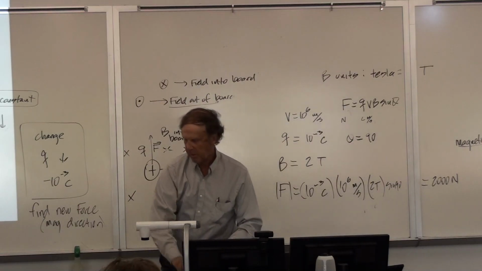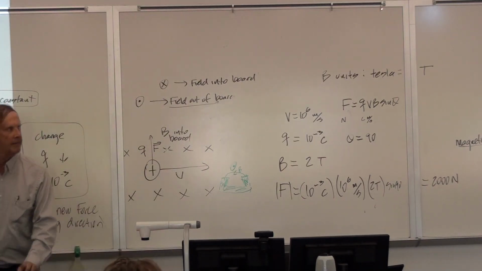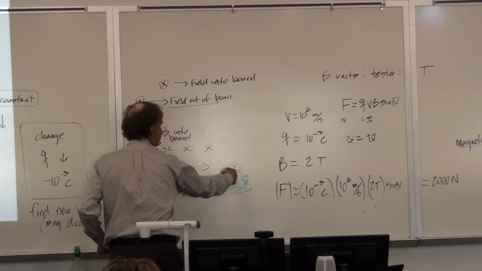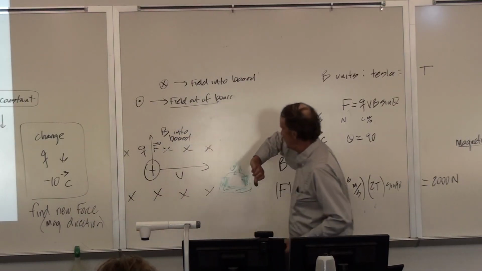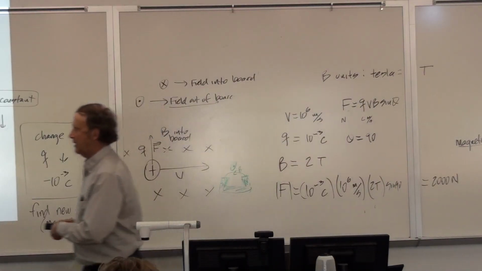Wait, I'm confused because we're going from north to south, so we're going this way. North to south. Yes, this way. So it's going to the left. This is V cross B. Of course, it's down.